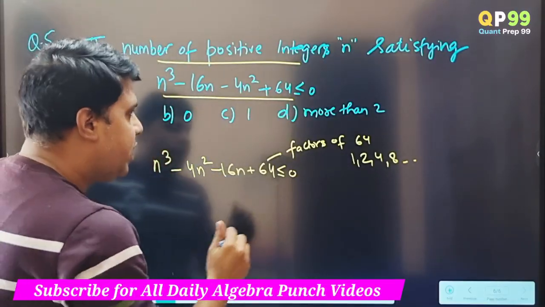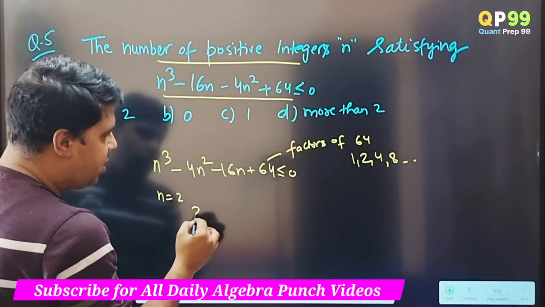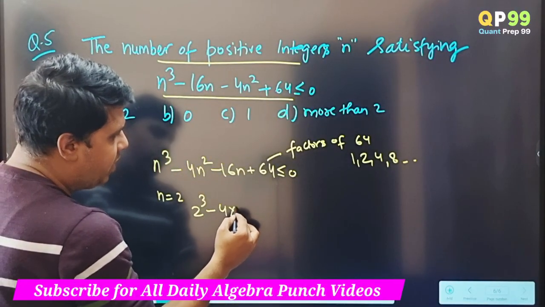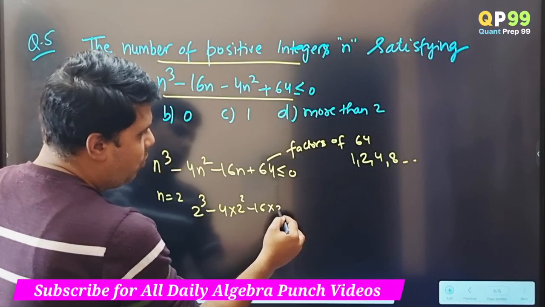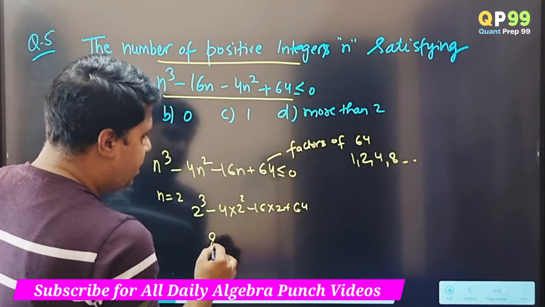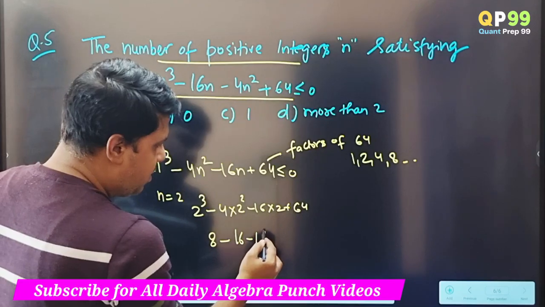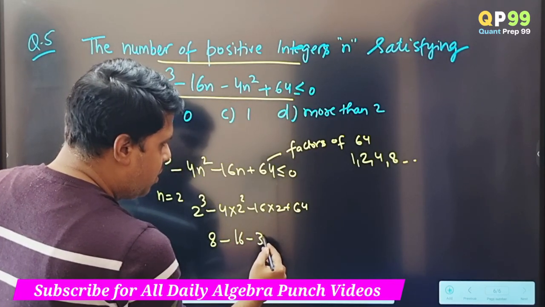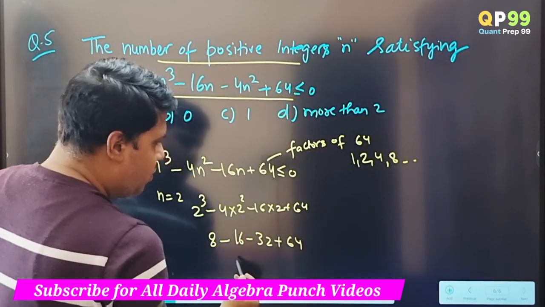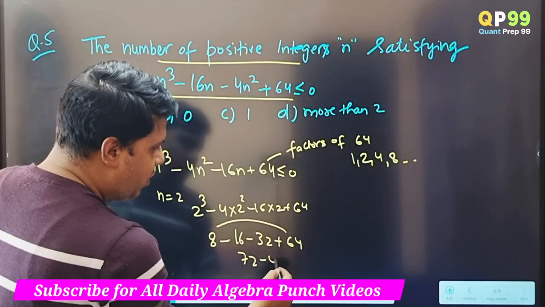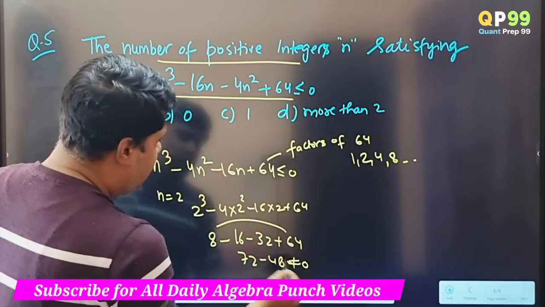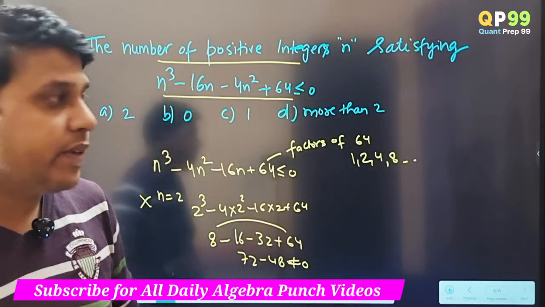तो फॉर एग्जांपल इफ आई टेक n इक्वल्स टू 2, सो दिस इज 2 का क्यूब माइनस 4 इंटू 2 का स्क्वायर माइनस 16 इंटू 2 प्लस 64, so this is 8 minus 16 minus 32 plus 64, right? So this is going to be 72 minus 48, not equal to 0, right? So this is not the value satisfying, right?